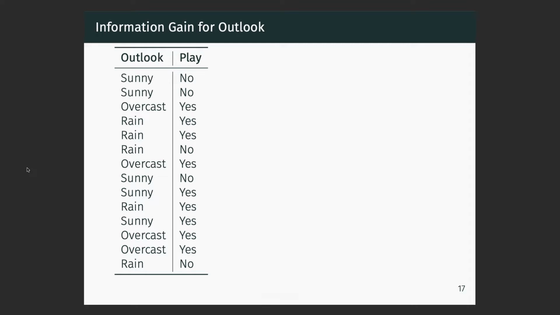And now we omit all the other columns because they are not of relevance to us. Outlook, 14 examples, outlook is sunny, overcast, or rainy, and play is yes or no. Can you think for a minute and calculate the information gain once you split on outlook? Entropy of the set S is 0.94. You have to split on the outlook attribute and tell me the information gain.